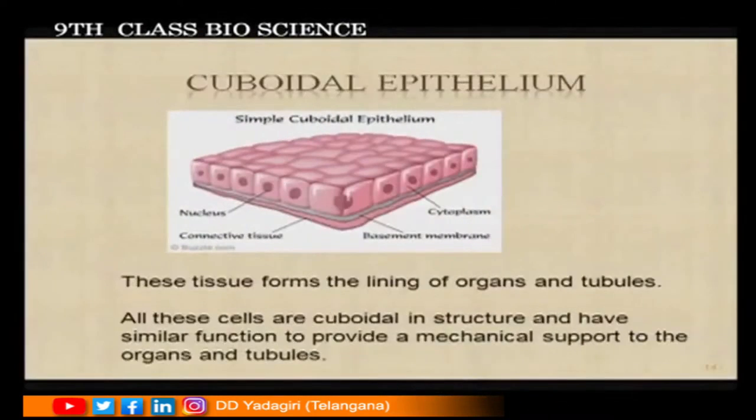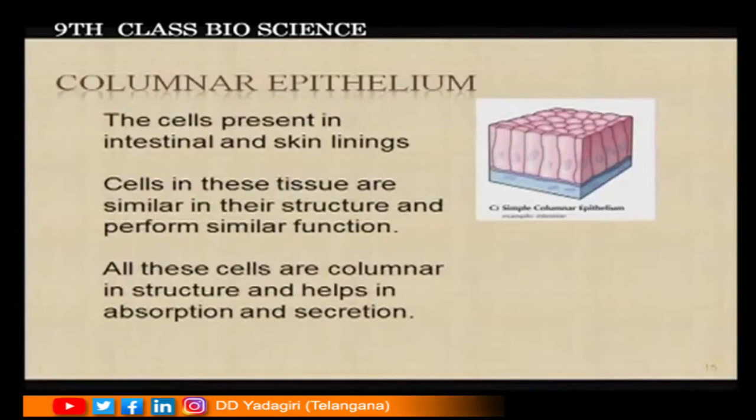Now, cuboidal epithelium. This tissue forms the lining of organs and tubules. All these cells are cuboidal in structure and have a similar function, which is to provide mechanical support to the organs and tubules. Now, columnar epithelium. These cells are present in intestinal and skin linings. Cells in this tissue are similar in their structure and perform a similar function. All these cells are columnar in structure and help in absorption and secretion.